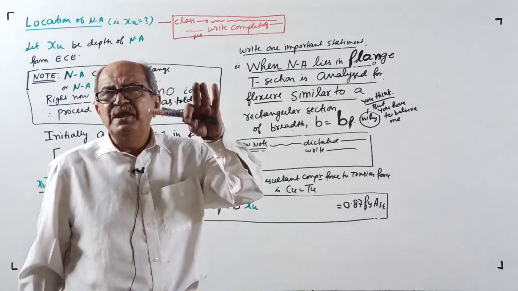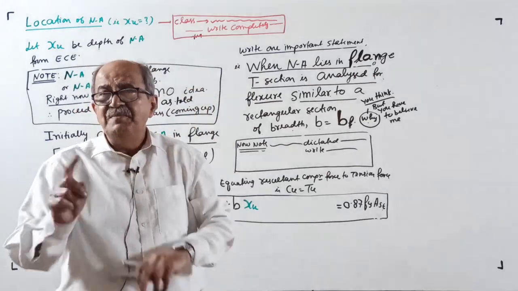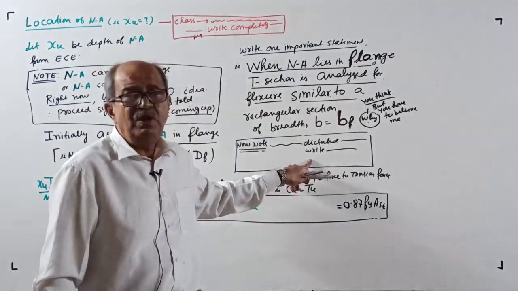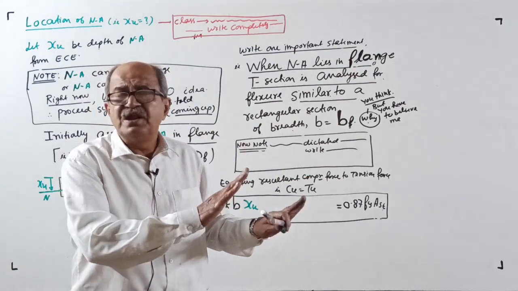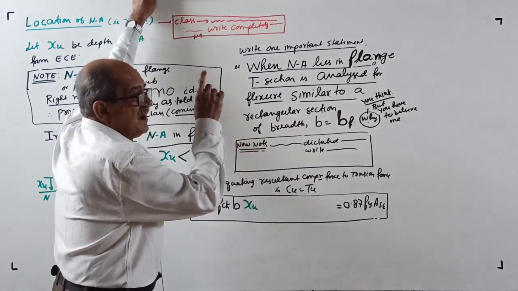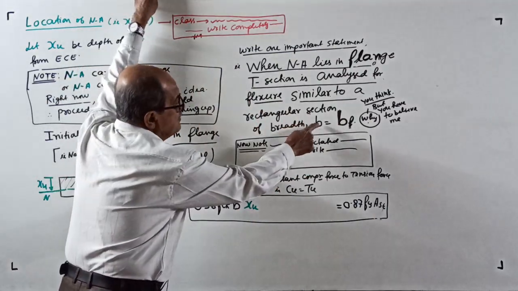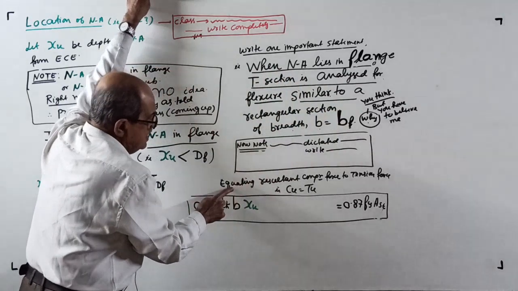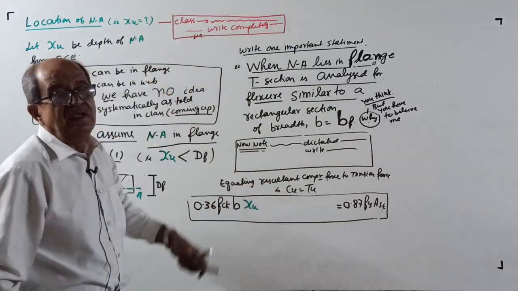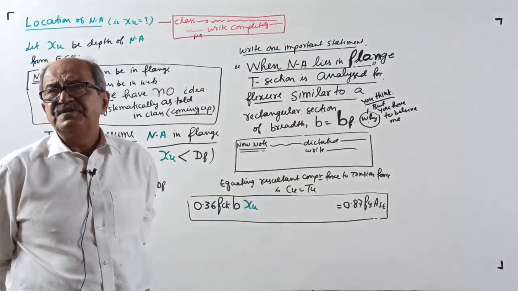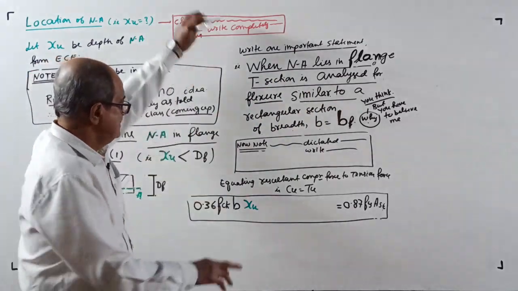You write so many times he explained. He means me. Therefore, I will continue the question, imagining it is a rectangular section, but wherever B comes, put BF. Start. Equating, now I should not explain. Singly reinforced rectangular section, I covered very thoroughly.